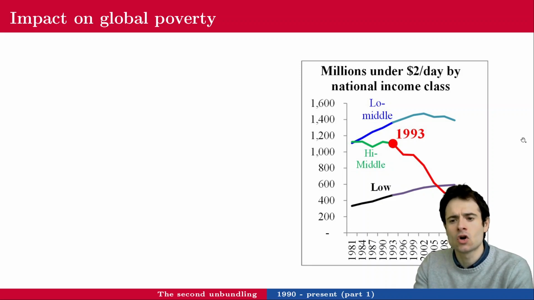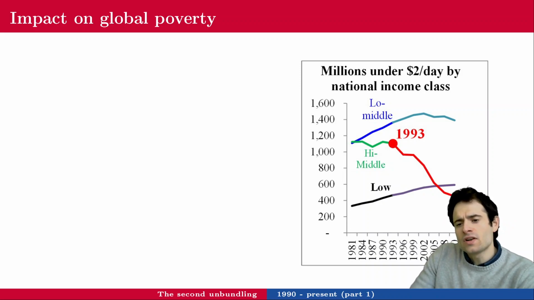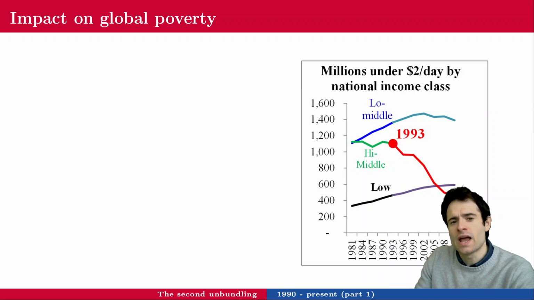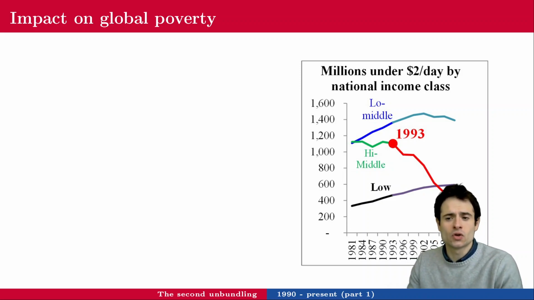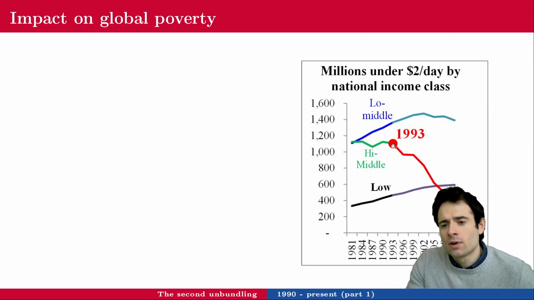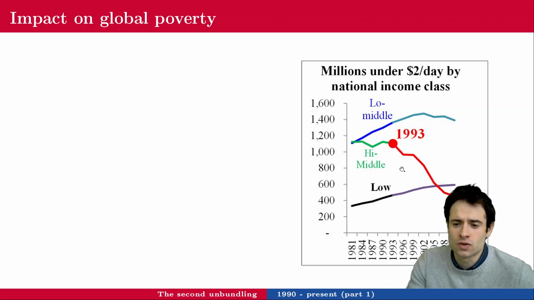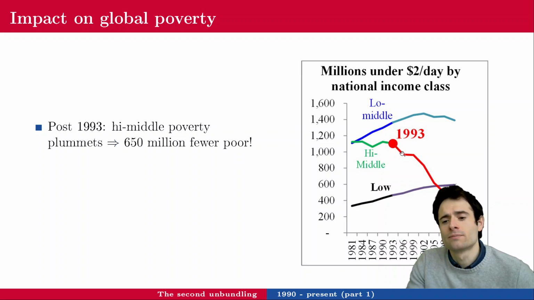What about the impact on global poverty? So, looking at different categories of countries, and here by categories I mean the low middle income countries, the high to middle countries, and the low income countries. So they are ranked by GDP. We can see that there was a very sharp decrease in the number of people under $2 a day in high to middle income countries, starting in the 1990s. That led to 650 million fewer poor.